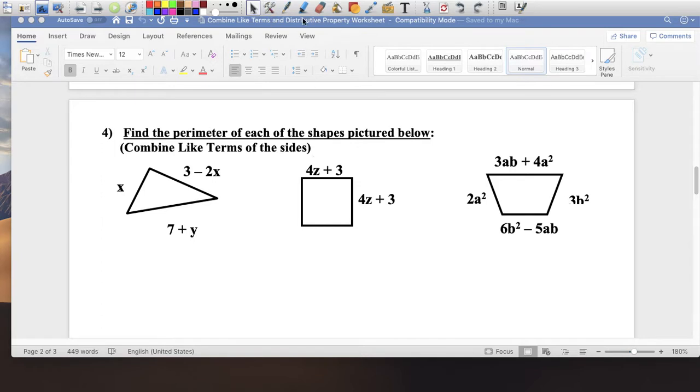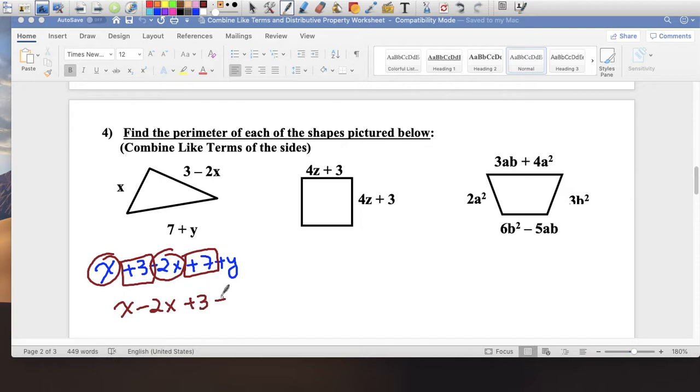This one's easy, right? It's just a perimeter, so we're just adding all of them. And because we're adding them, it's okay to just go like this: x plus 3 minus 2x plus 7 plus y. Notice that I didn't put parentheses because when I remove them, they come out the same. x minus 2x, right? We can combine those two terms, and I can combine this with this, and then the y. So let me put them side by side. x minus 2x plus 3 plus 7, and the y I'm going to put all the way at the end.